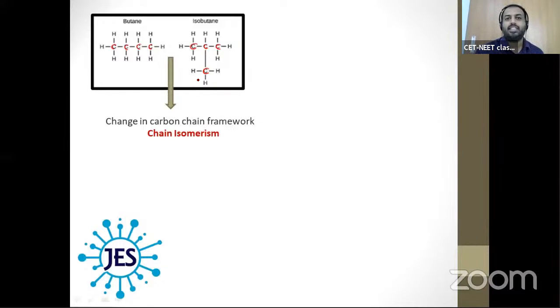This is what you mean by change in structure, change in sequence of connectivity. This type of structural isomerism, where the compounds differ in the very carbon skeletal framework, the arrangement of carbon atoms, is different. In the first case it is a straight chain, in the second case it's branched. You call them chain isomers. This phenomenon is called chain isomerism.